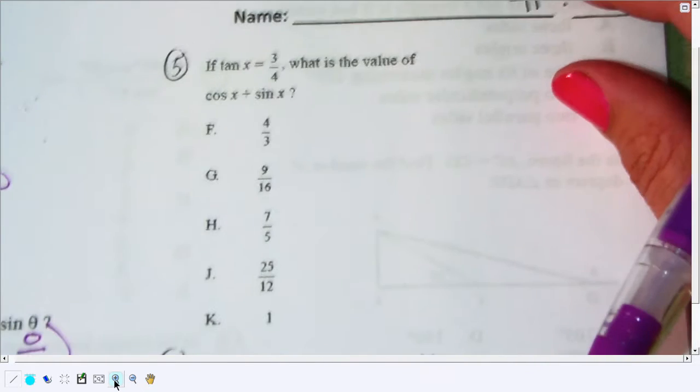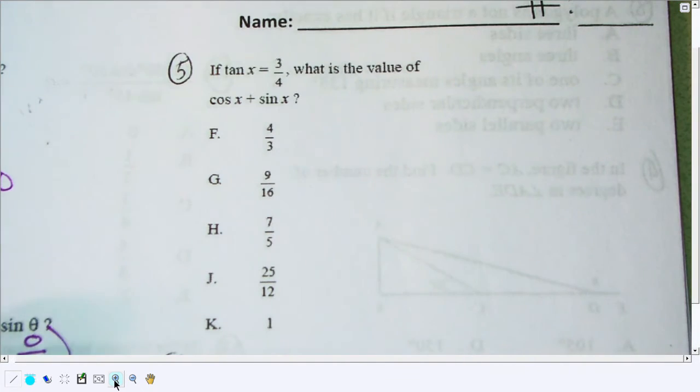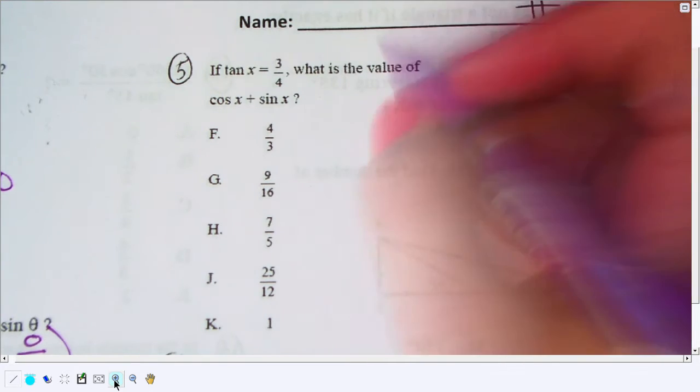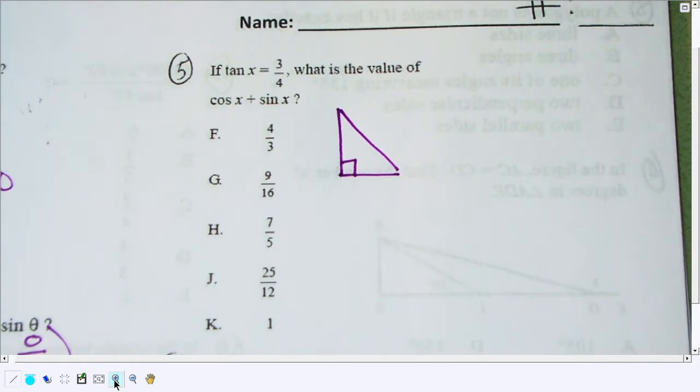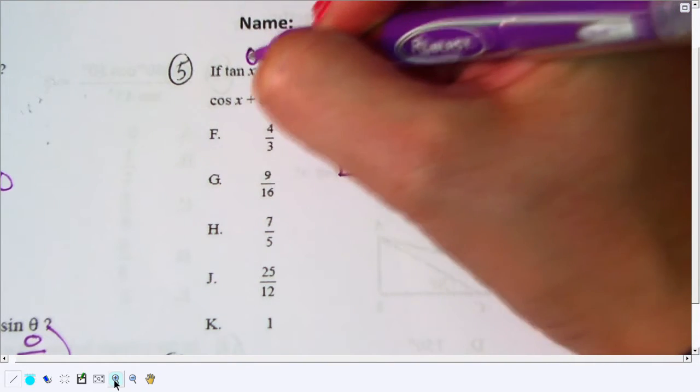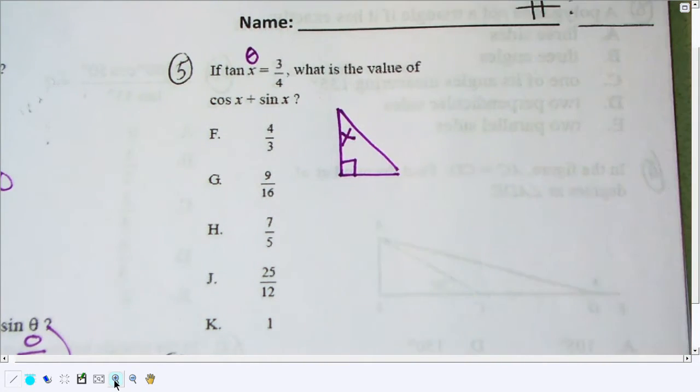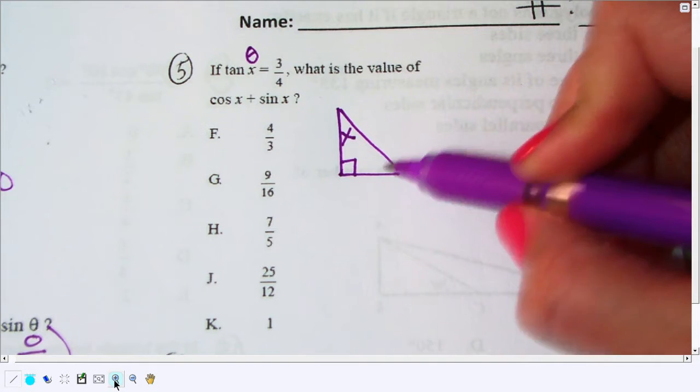All right, number 5, tangent of x is 3 over 4. What is sine of x plus cosine of x plus sine of x? I would start by drawing a triangle, right triangle. X is your theta value, so I'm just going to put x over here. It doesn't matter. You have freedom to label x where you want, but it is an angle, so you can either put it here or down here.